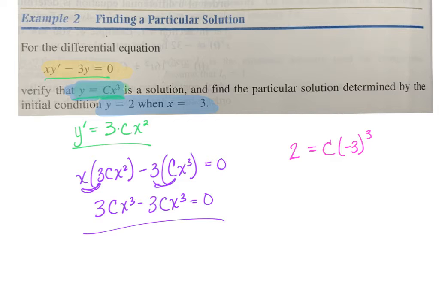y equals cx cubed. Negative 3 cubed is negative 27. So 2 equals negative 27 times c. So c is going to equal negative 2 over 27.